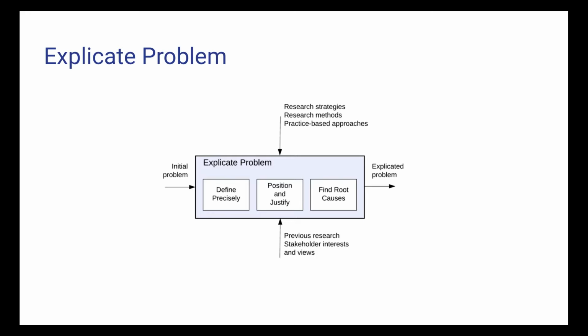So you start with an initial problem that might be vague and unclear. You transform it into an explicated problem that is more clear and precise. And for doing so, there are 3 sub-activities: define precisely, position and justify, find root causes. And we're gonna look into each one of these.